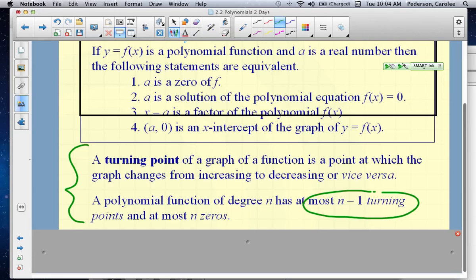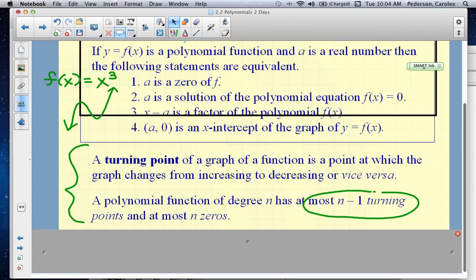So if I think about, let's say my function is x cubed. What's the shape of an x cubed function? What do we say that's called for short? A snake. So let's say my snake looks like this. How many turning points can I have at most? 2. Because my degree is 3, I have to take 1 away, n minus 1. I can have up to 2 turning points.